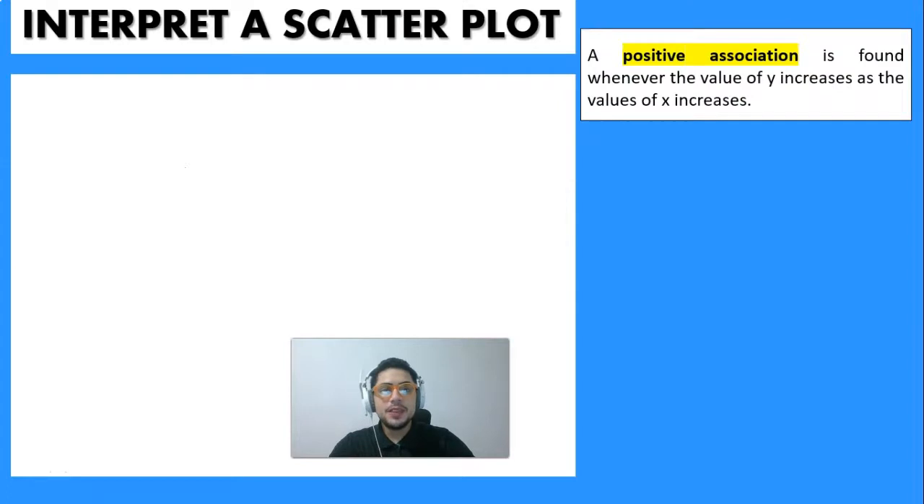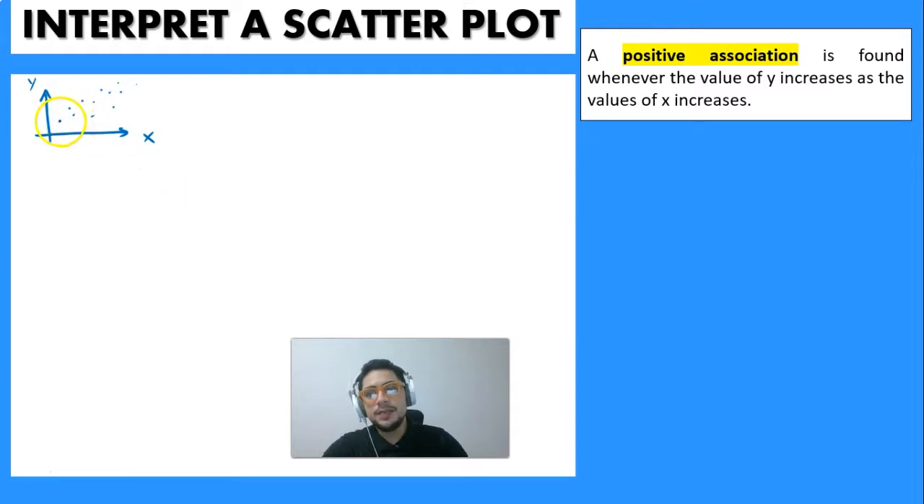Okay guys, so when we are studying the scatter plot, we may have some types of associations or trends that we see that the scatter plot follows. The first type that is very common is a positive association. Whenever we have a value of y and x, a positive association is found whenever the y value increases and also the x value increases, right?